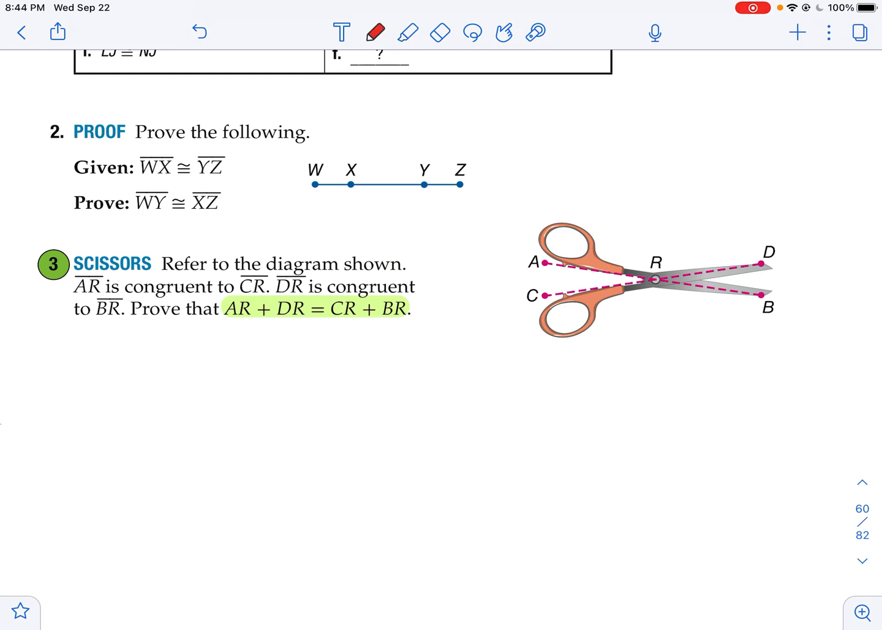I'm adding segments up. So I always start with, let me make a little T there, I always start with my givens. What am I given? I'm given that AR is congruent to CR. I'm given that DR is congruent to BR. And I want to prove that AR plus DR equals CR plus BR.